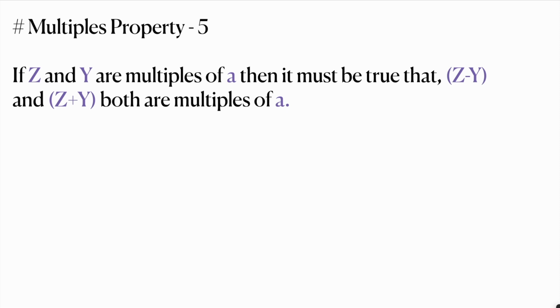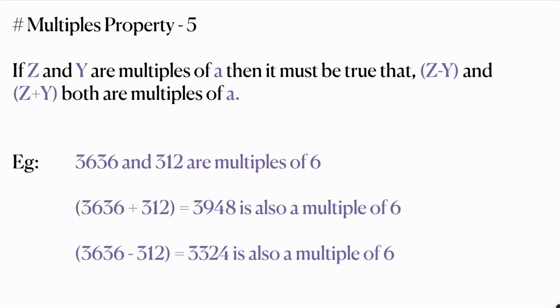Multiples Property 5. If z and y are multiples of a, then it must be true that z minus y and z plus y both are multiples of a. Let's see how this can be done. For example, we are given two numbers 312 and 3636. These both are multiples of 6. So here what we can see is that if we add 3636 with 312, that gives out to be 3948. That is a multiple of 6. And also their subtraction, which gives out 3324, is also a multiple of 6.